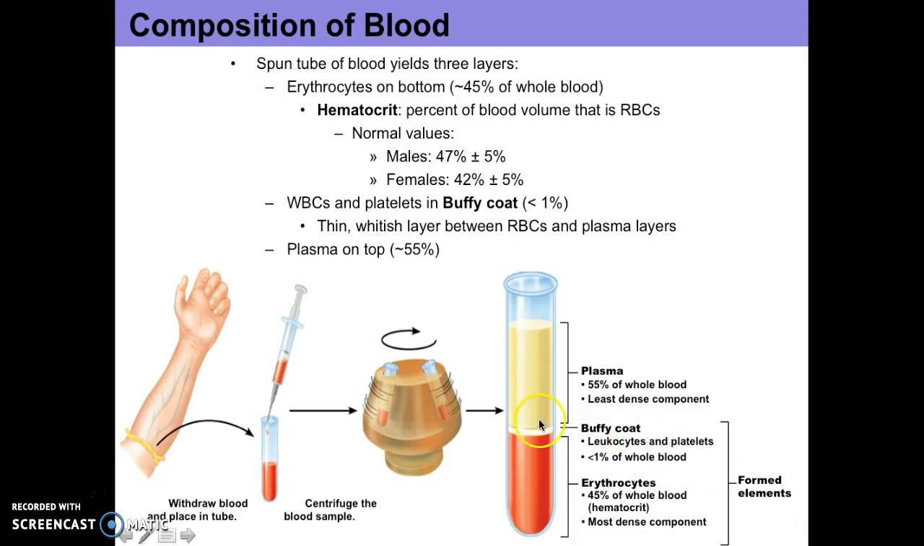Above the erythrocytes, we find this thin whitish layer called the buffy coat. It contains white blood cells and platelets and makes up less than 1% of the blood volume. At the top of the tube, we would find the liquid plasma. This makes up about 55% of whole blood.